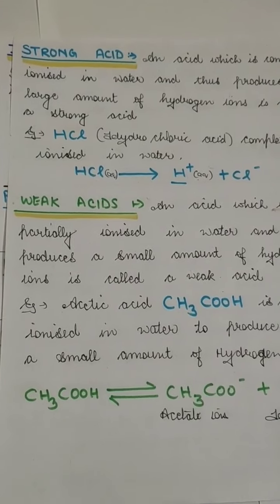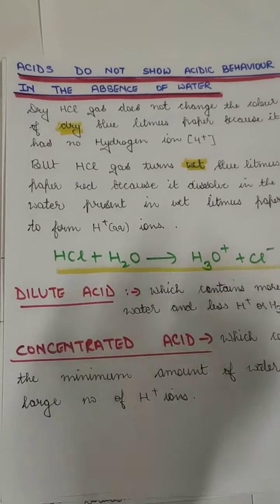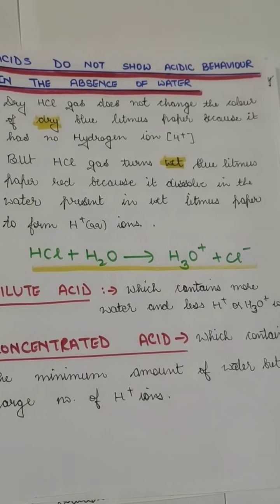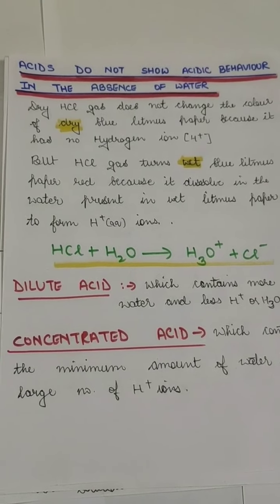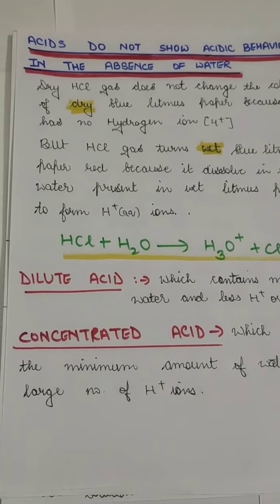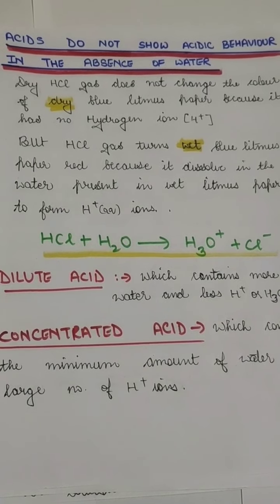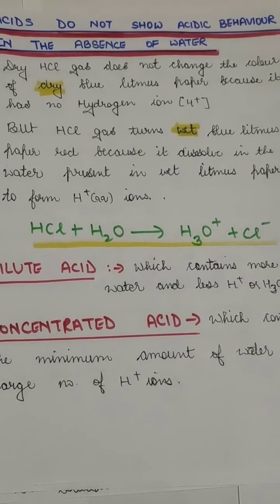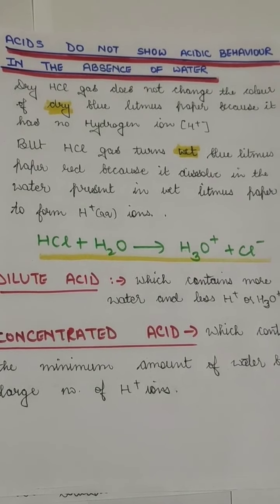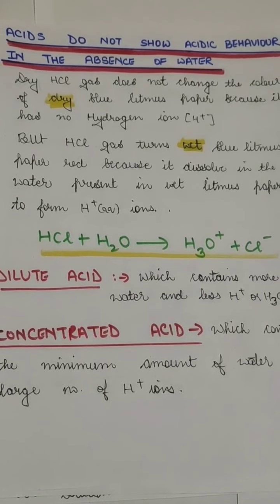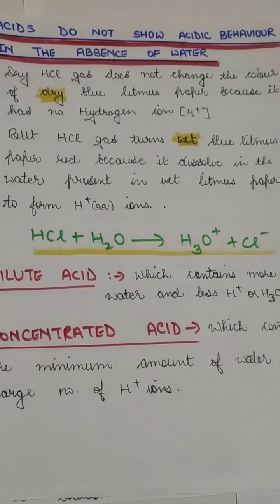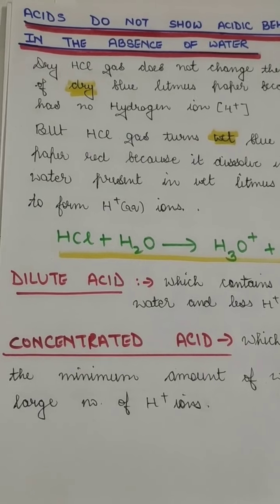So the next topic would be that acids do not show acidic behavior in the absence of water. Since we know that acids are called acids because when we dissolve any compound in water and they release hydrogen ion, only then we call them acids. So when acids are not dissolved in water or do not contain any water, they won't behave as an acid because they won't be able to release the hydronium ion or a hydrogen ion.